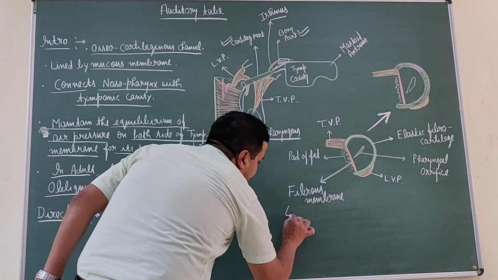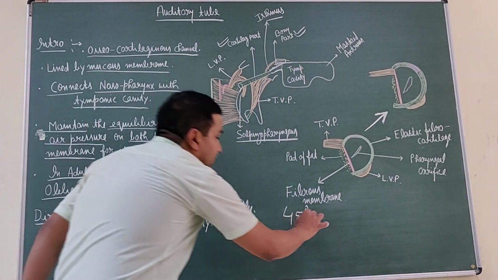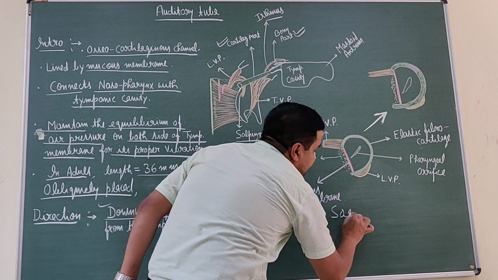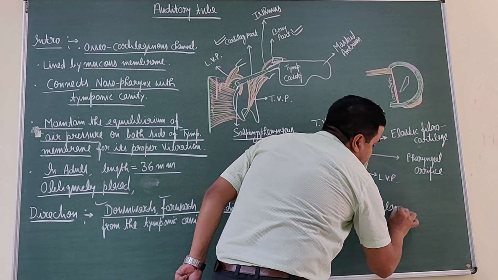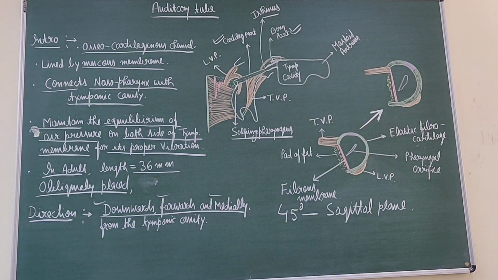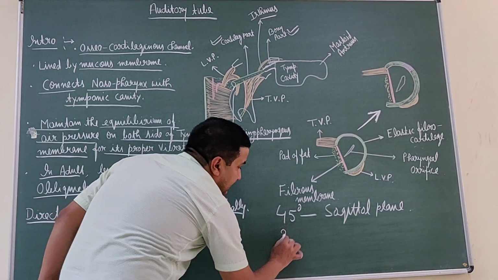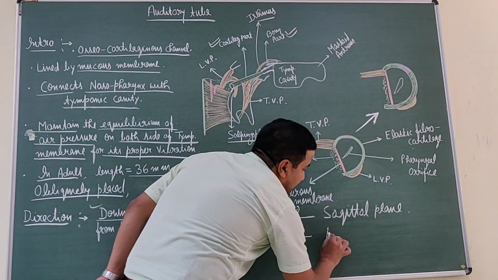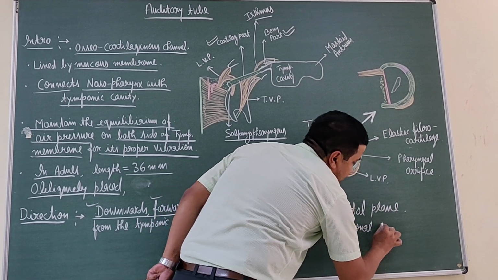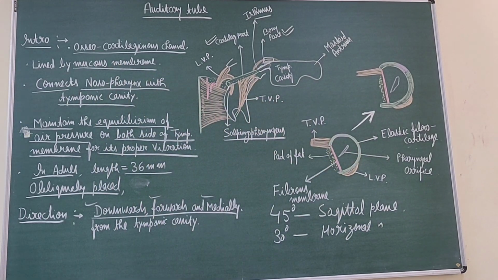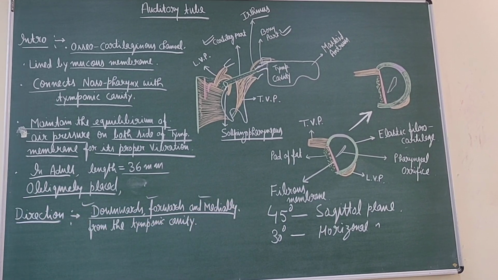It makes an angle of 45 degrees with the sagittal plane. The sagittal plane, it makes an angle of 45 degrees, while it makes an angle of 30 degrees with the horizontal plane. Means it is obliquely placed.